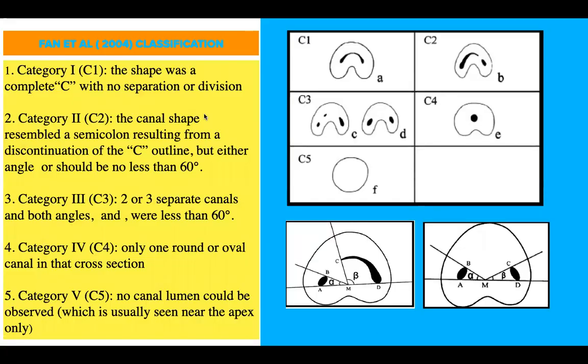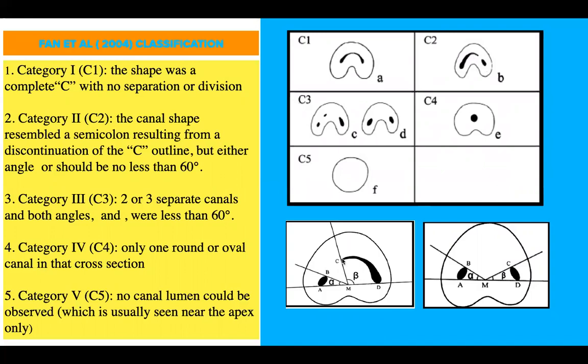So Fan in the year 2004 modified Milton's classification into 5 types. Category 1, the shape was a complete C with no separation or division. Category 2, the canal shape resembled a semicolon resulting from discontinuity of the C outline, but either angle should be no less than 60 degrees.